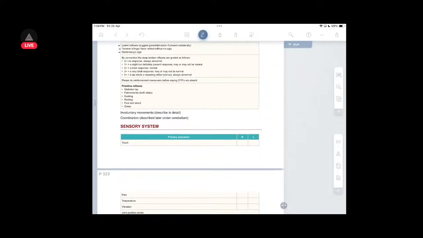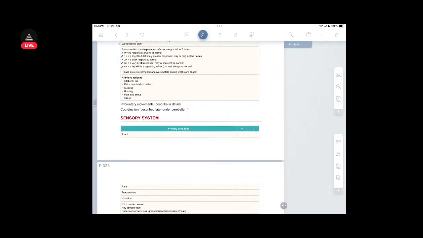So grading of deep tendon reflexes is there. 0 is no response, 1 is a slight but definitely positive response, 2 is a brisk response, 3 is a very brisk response, and 4 is severe clonus. Tapping itself elicits a clonus. 3 is always abnormal. Brisk response is normal, very brisk may or may not be normal.